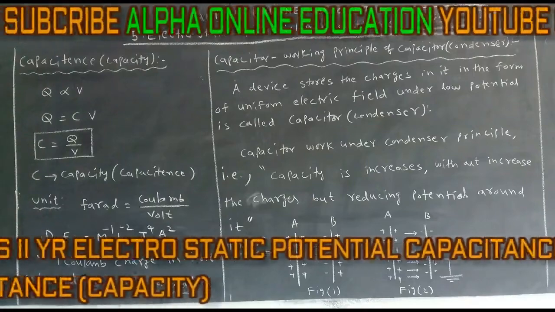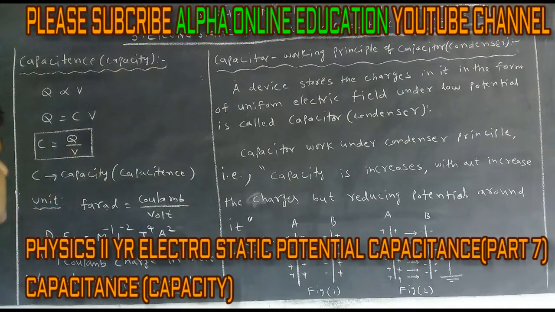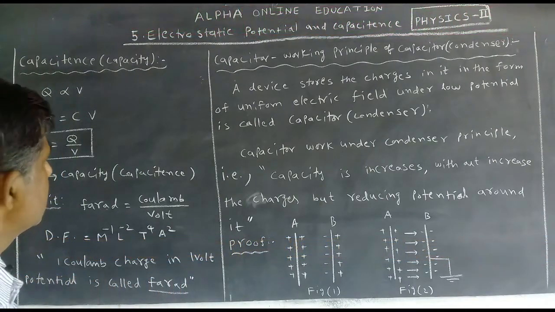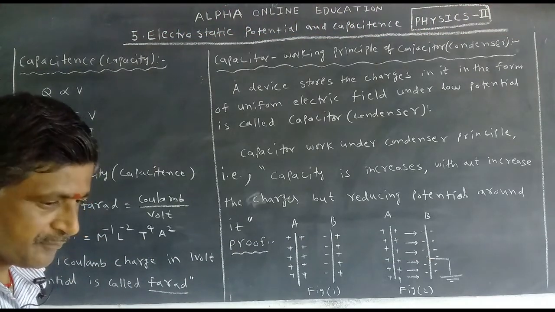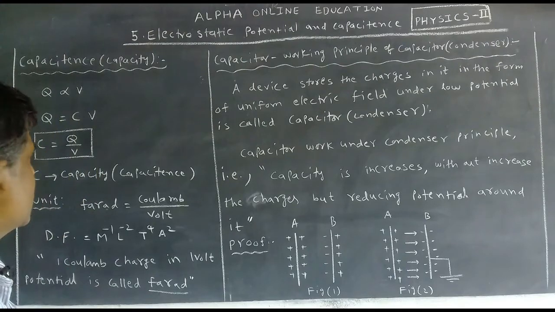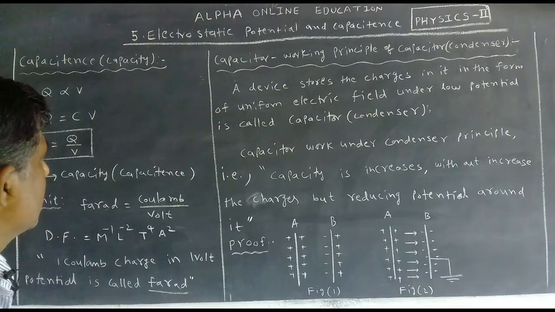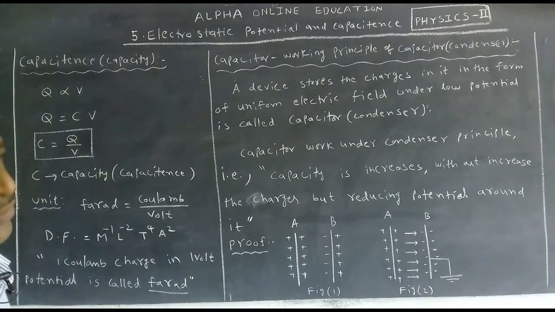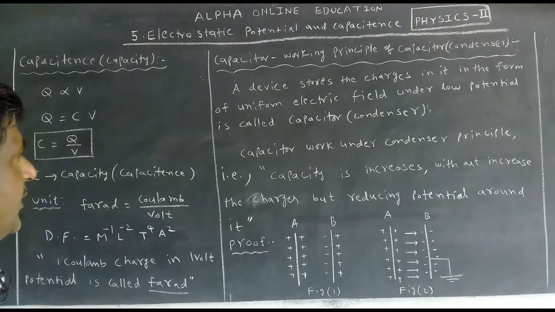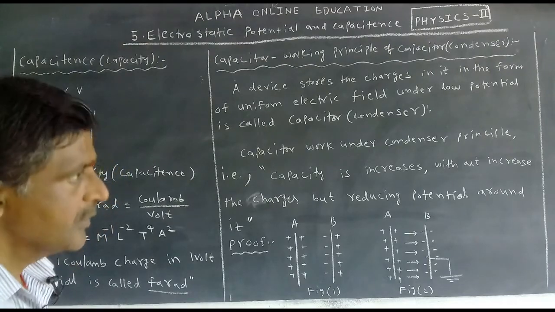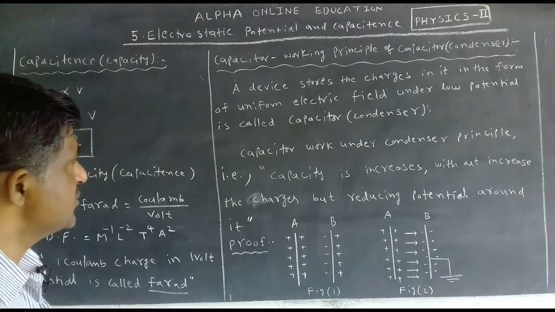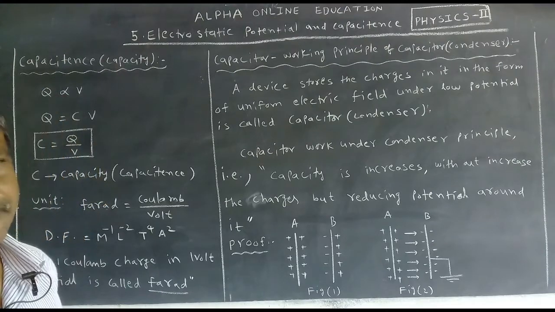Fifth chapter in our second year physics syllabus, the electrostatic potential and capacitance. In the previous classes, we studied half the portion, meaning the electrostatic potential topic. Now the other half of the portion depends on capacitance.